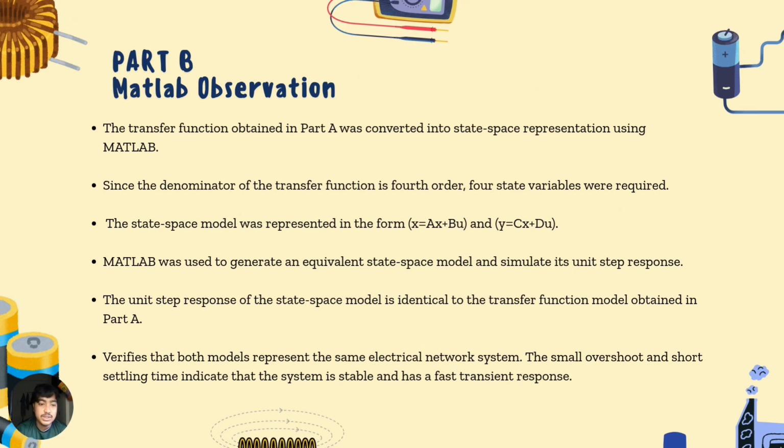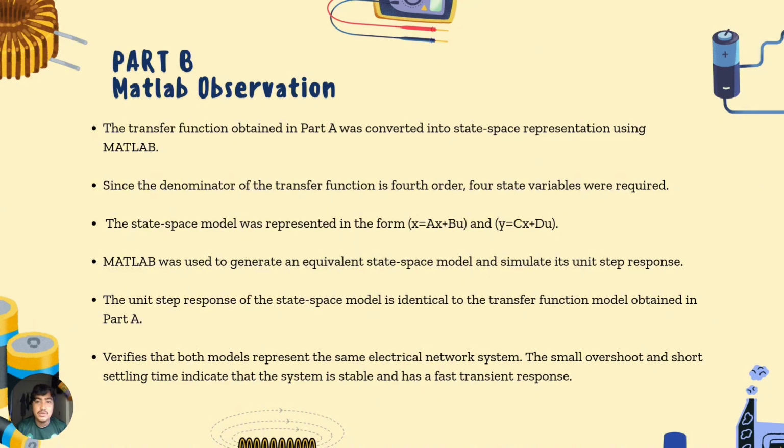Next one, the unit step response of the step model. The step model is identical to the transfer function model obtained in part A. And last one, we can already verify that both models represent the same electrical network system. The small overshoot and short settling time indicate that the system is stable and has a fast transient response. That's all from me for part B.